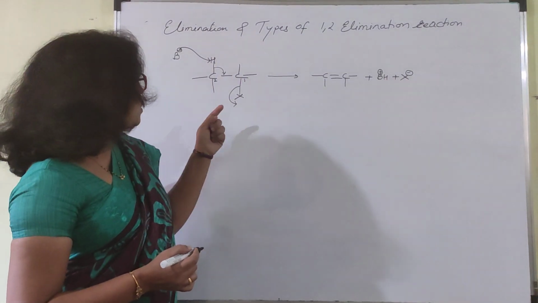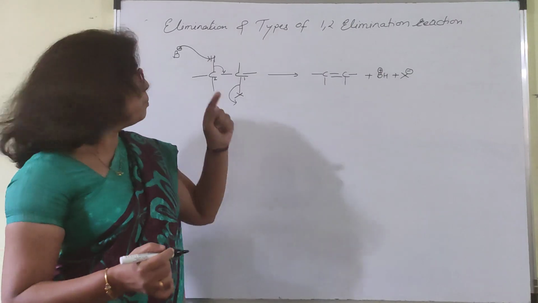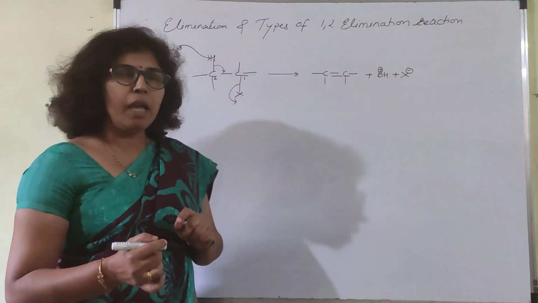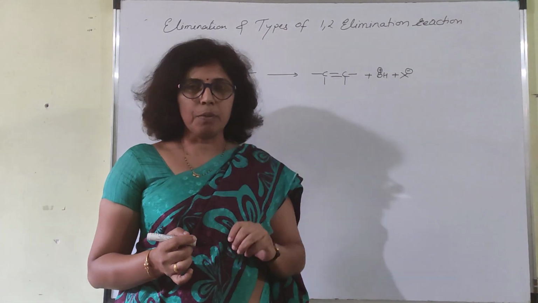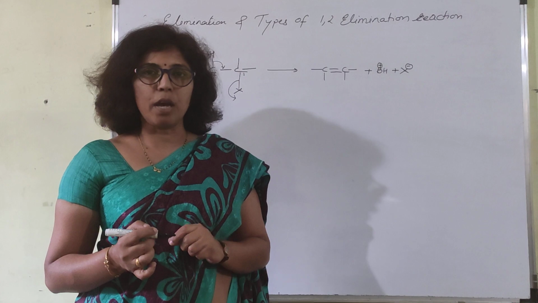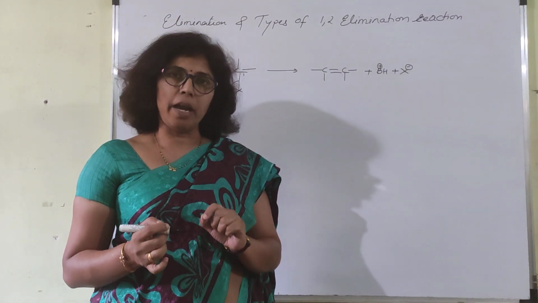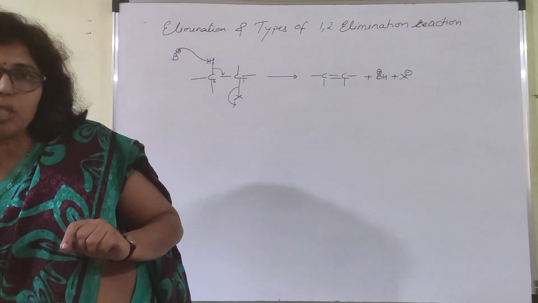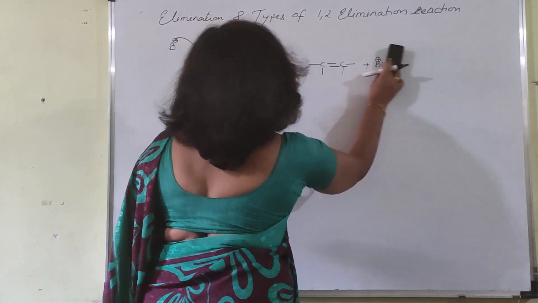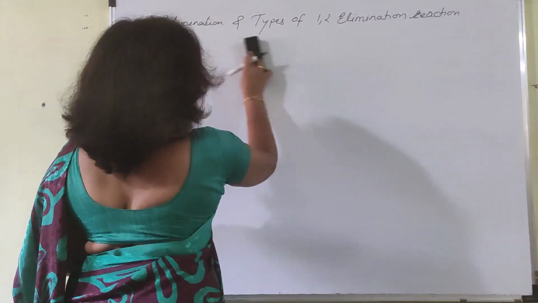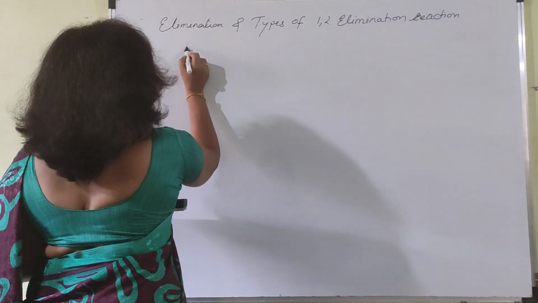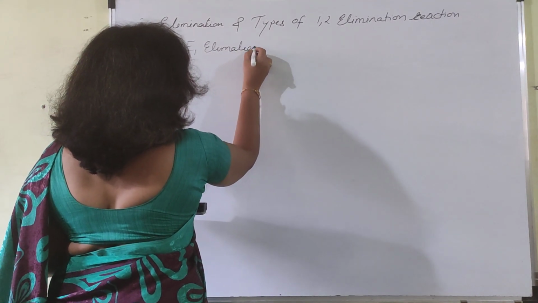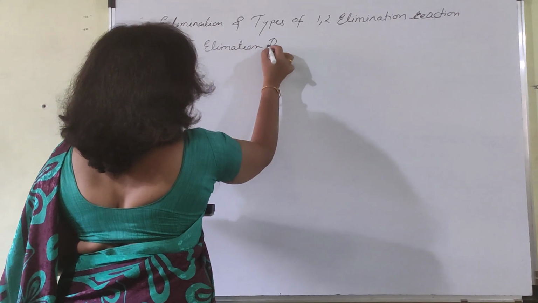Now, depending on the sequence in which there is bond formation and bond breaking, they are classified into 3 types of elimination reactions. Those are E1, E2 and E1CB mechanisms. So let us go for these eliminations one by one. The first one we will go for is the E1 elimination reaction.